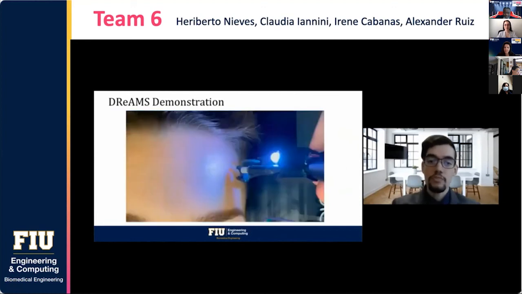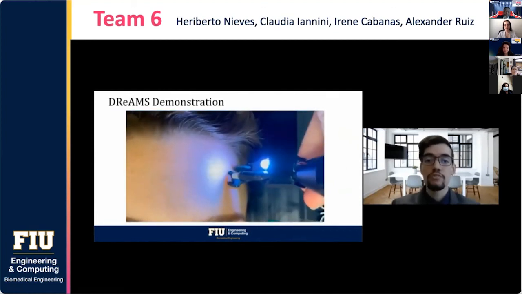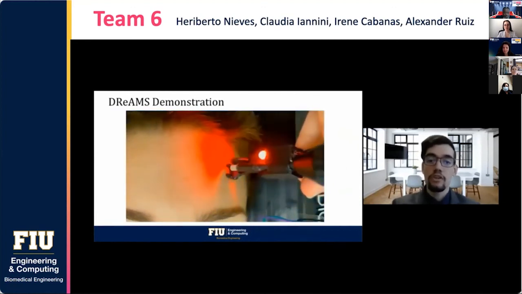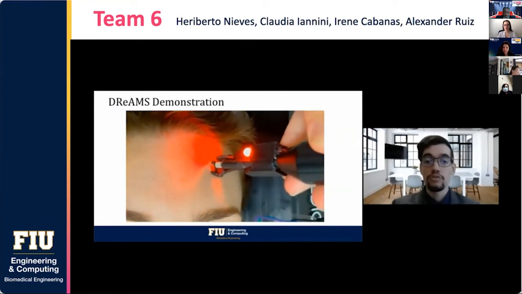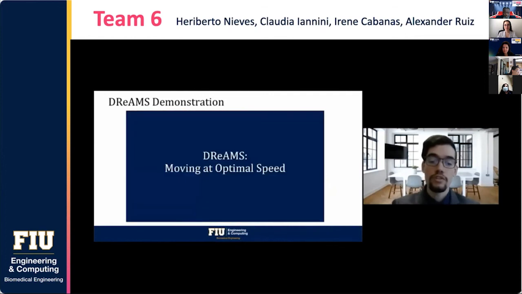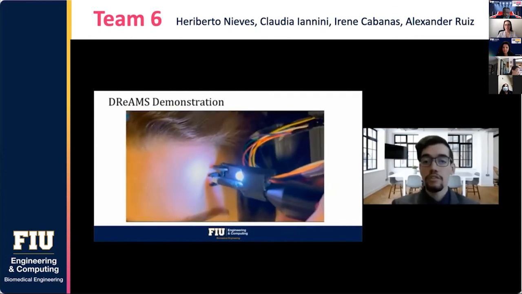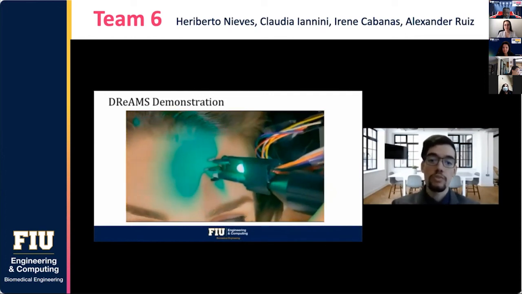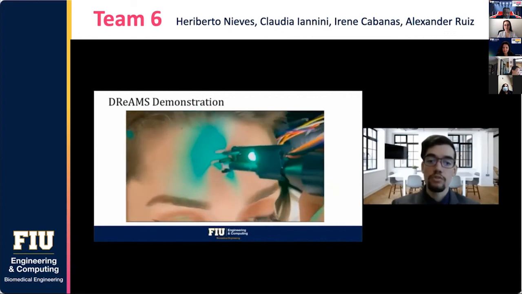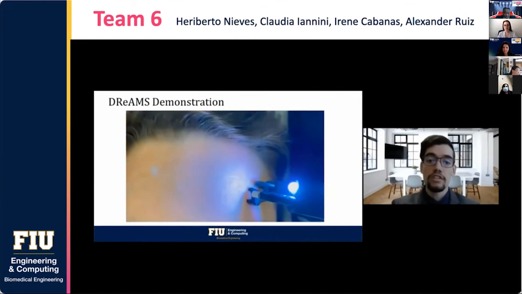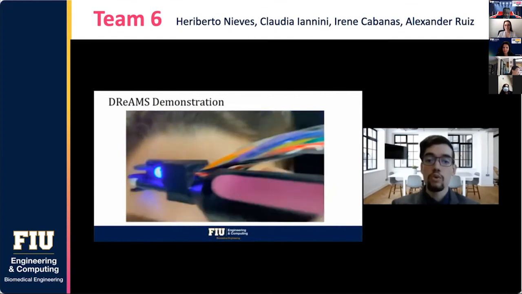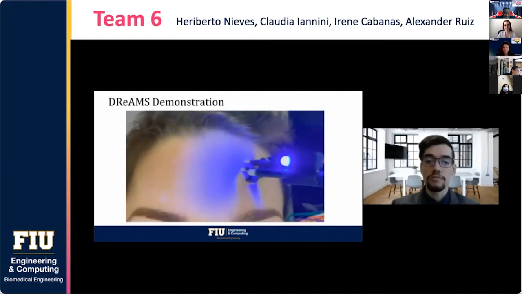As a demonstration, the following video will now show each of the feedback states of the DREAMS without audio. Notice how before it moves, the device is in the idle state with a white light. As it moves too slowly, the light changes to red. Now, a green light will notify the user that they should maintain the current speed at which they're moving the DREAMS. When moving too quickly, the light instead will blink blue, warning the user that they are under-treating the skin.